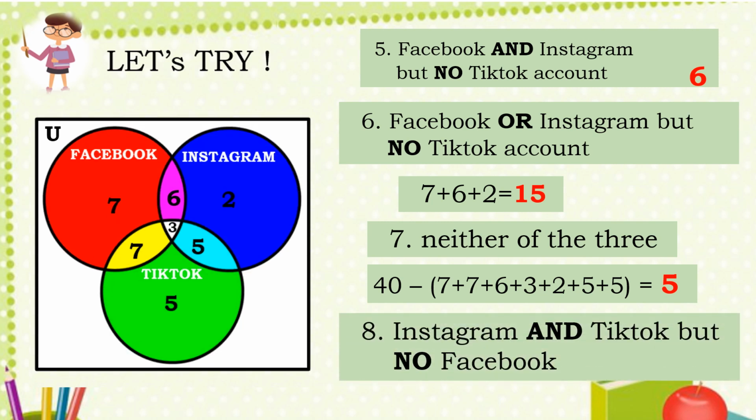Next, Instagram and TikTok but no Facebook. So, dun muna tayo sa Instagram and TikTok. So, take note of the word "and". "And" is, again, for intersection. So, yung intersection part ng Instagram and TikTok is this. But no Facebook. So, tanggalin lang natin yung part na meron kay Facebook. So, the answer is 5.